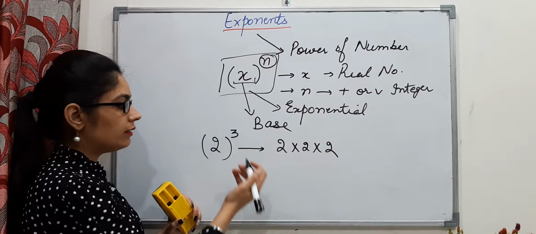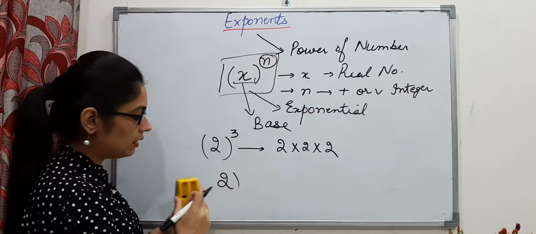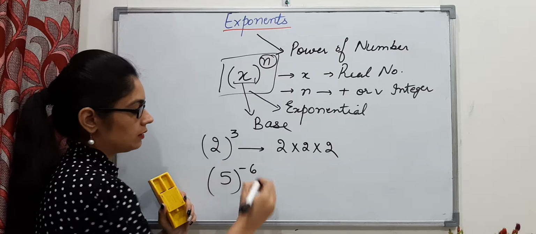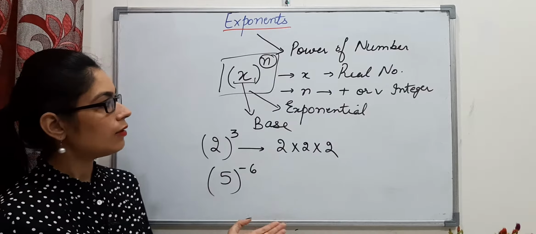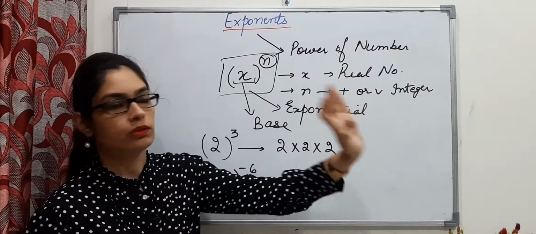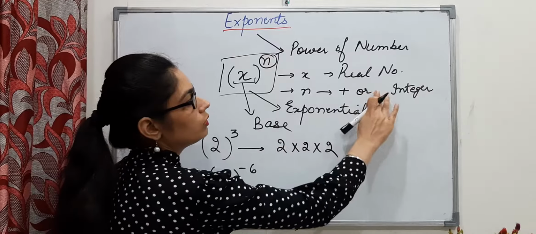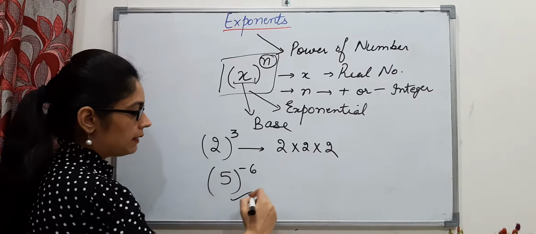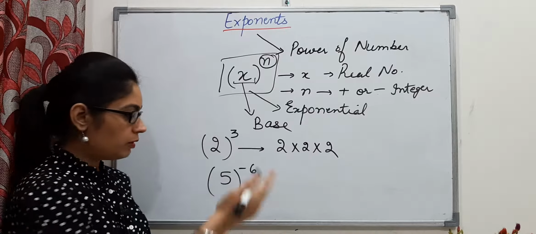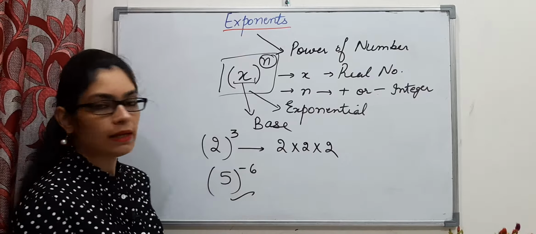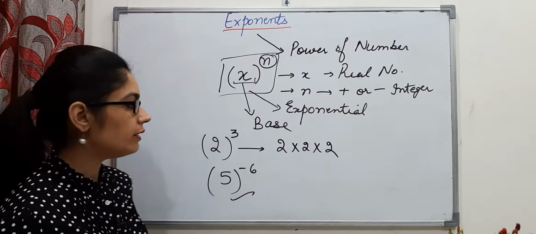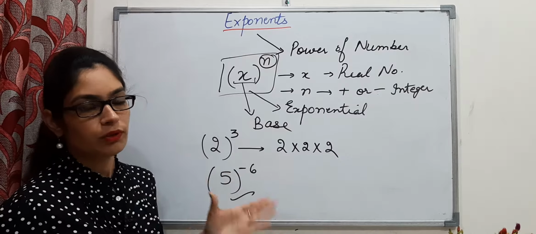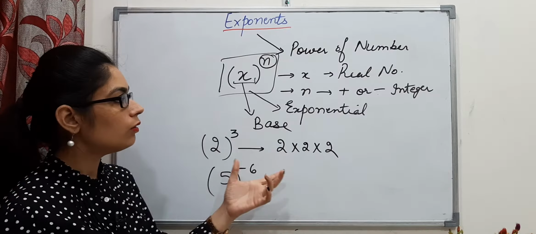So this is the meaning of exponential form. If I take any other example, say 5 to the power minus 6. The power, as I have already discussed, can be positive and it can also be negative. So 5 to the power minus 6 is again exponential form, where 5 is a real number and minus 6 is a negative integer.